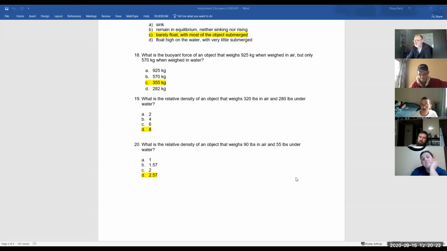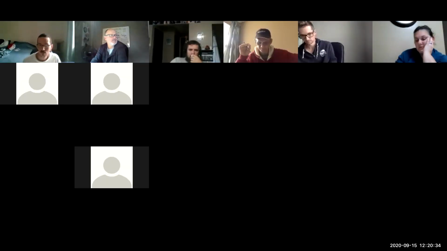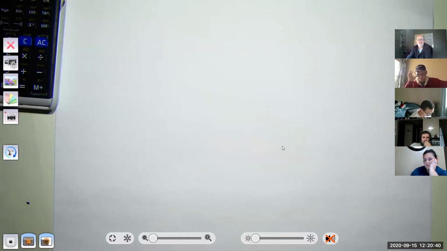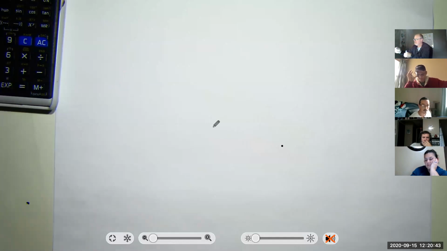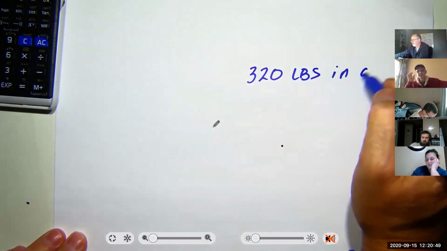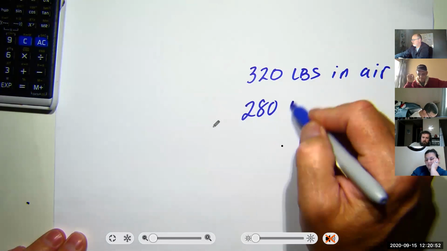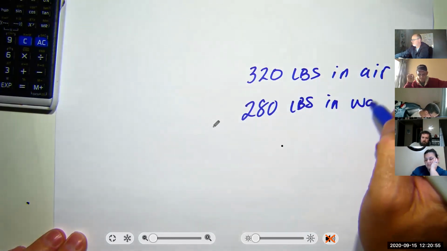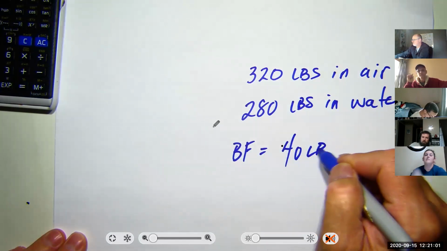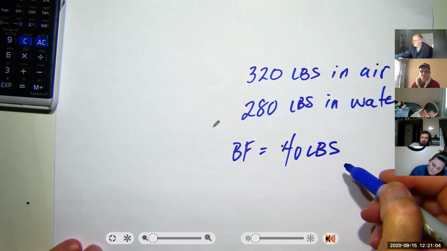Okay. Well, let me give you the shortcut for 19. So have a look at 19. Object weighs 320 in air and 280 in water. What is the relative density? Okay. Let me go back to this screen over here. I will say that this object weighs 320 pounds in air, 280 pounds in water, which means the buoyant force is equal to 40 pounds. Yes? Yeah.